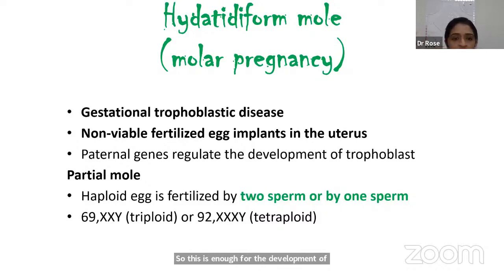And there are mainly two types. One is partial mole and the other one is complete mole. So in partial mole, you have the egg with a haploid number of chromosomes, which is fertilized by two sperms, or one sperm, which will later undergo mitotic division to form two. So the chromosome number can be either 69 or 92, triploid or tetraploid. So there is a contribution from the oocyte here. That is important.